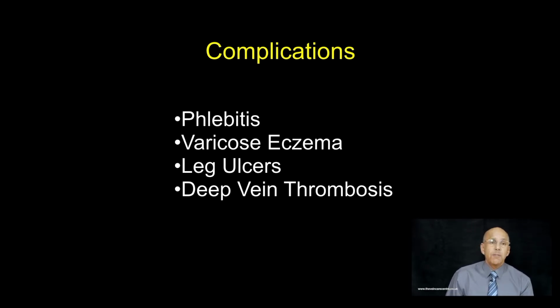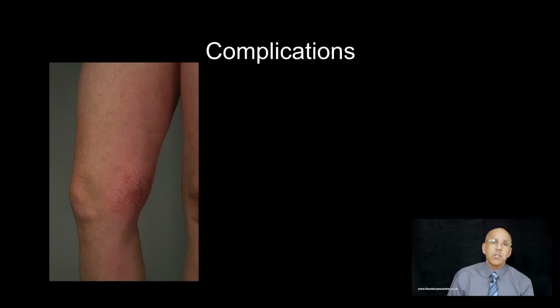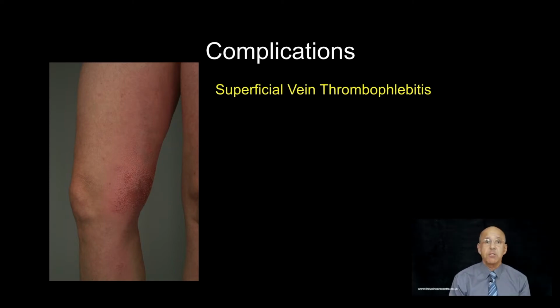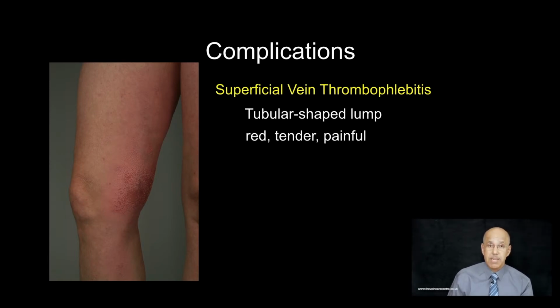Phlebitis. Well, phlebitis should really be called superficial vein thrombophlebitis. In this condition, thrombus or clot formation is the main concern and threat. In superficial vein thrombophlebitis, there is thrombus or clot in the superficial vein and inflammation in the tissue surrounding the vein. Often a tubular-shaped lump can be felt, which is red, tender and painful.